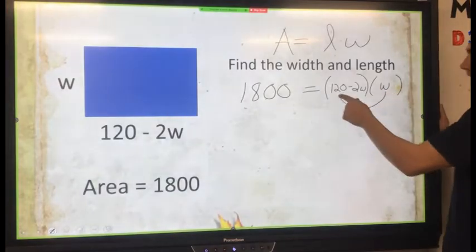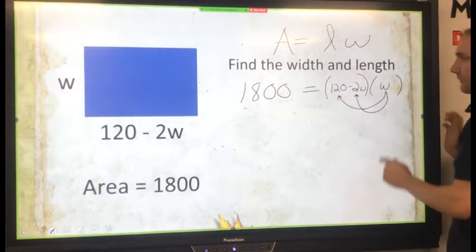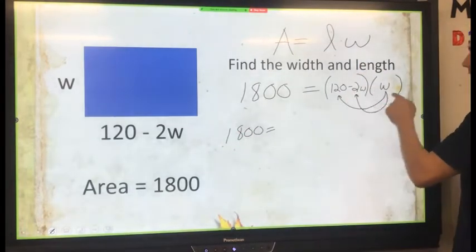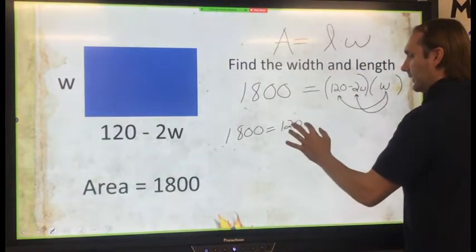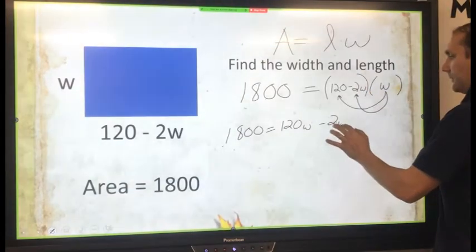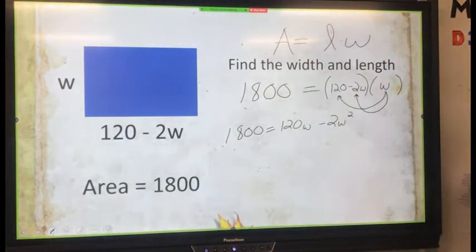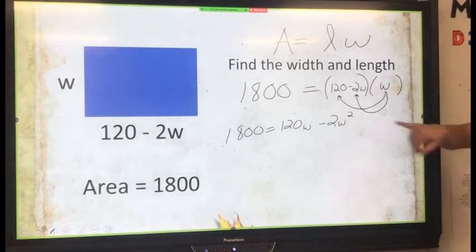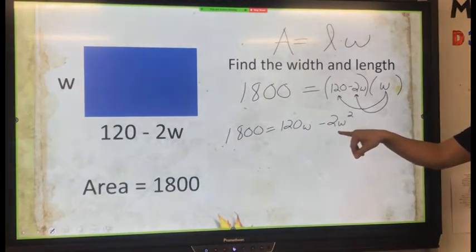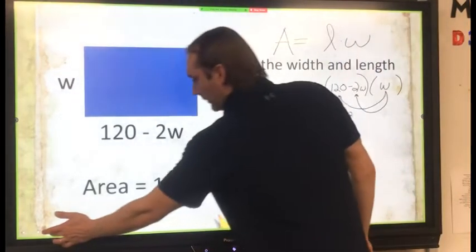Very good. Distribute the W, right? So I get 1800 equals 120 times W is 120W. Negative 2W times W is a negative 2W squared. So now I see I am working with a quadratic. What is our golden rule? What should I do with this quadratic? Very good. Set it equal to 0.